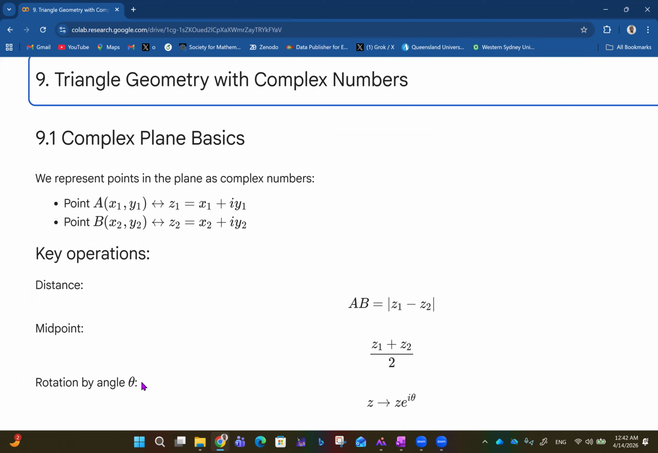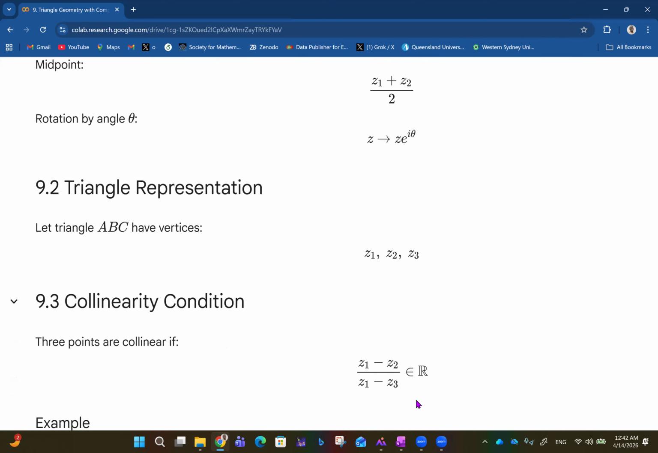And then the rotation by angle theta is this: z implies z e^(i theta). Rotation doesn't change the modulus; that's basically what this is about. So rotation by angle theta is the same thing as z e^(i theta). Of course, we have already seen that this is the polar form: e^(i theta) is the same thing as cos theta + i sin theta. So there's a rotation there, and you're going to see all of that.